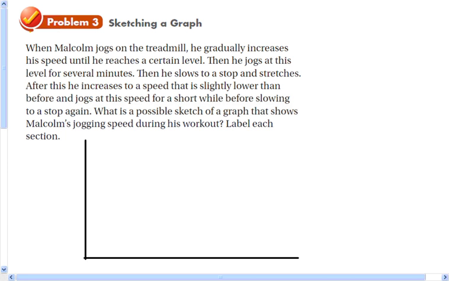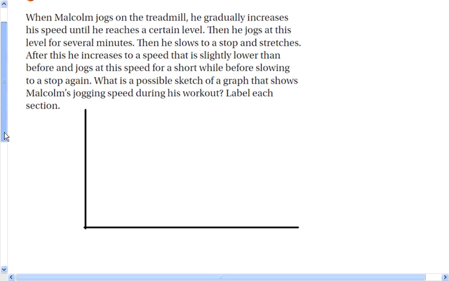All right, so we're going to sketch a graph to follow this rule. When Malcolm jogs on the treadmill, he gradually increases his speed until he reaches a certain level. Then he jogs at a level for several minutes. Then he slows to a stop and stretches. After this, he increases to a speed that is slightly lower than before, and jogs at this speed for a short while before slowing to stop again. What is a possible sketch of the graph that shows Malcolm's jogging speed during his workout?